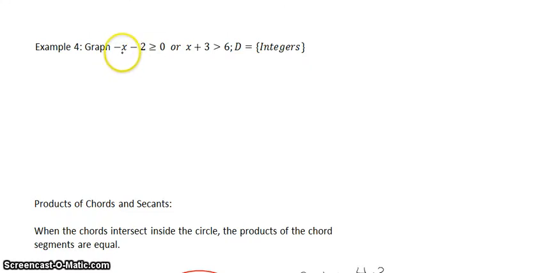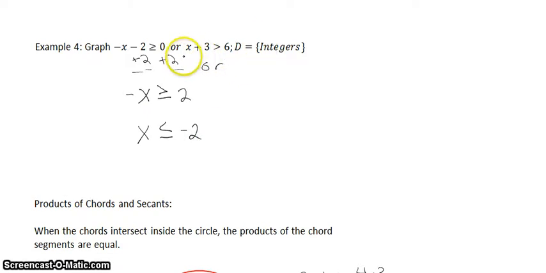So first I'll just get the -x by itself, so I'd be adding 2 to both sides. So I'd have -x is greater than or equal to 2, and then I need to get rid of the -1, so I have x is less than or equal to -2. Then for our other inequality, we just need to subtract 3. So x is greater than 3.